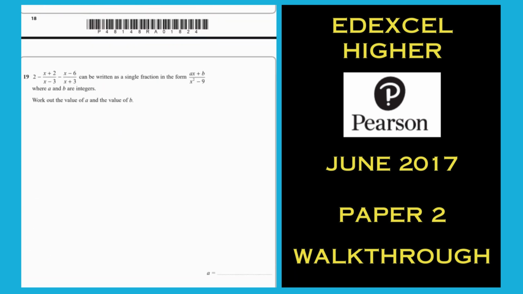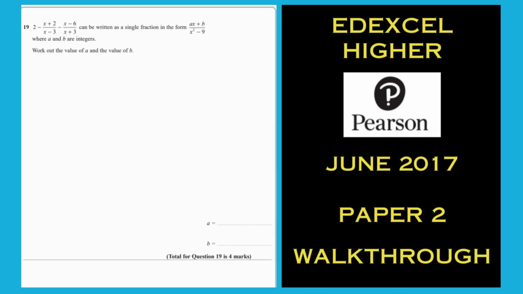Number 19, long-winded algebra. So if we want to write them all over x minus 3, x plus 3, because that is indeed the lowest common multiple of 1, x minus 3, and x plus 3. So all three terms need to be multiplied by x minus 3, x plus 3.